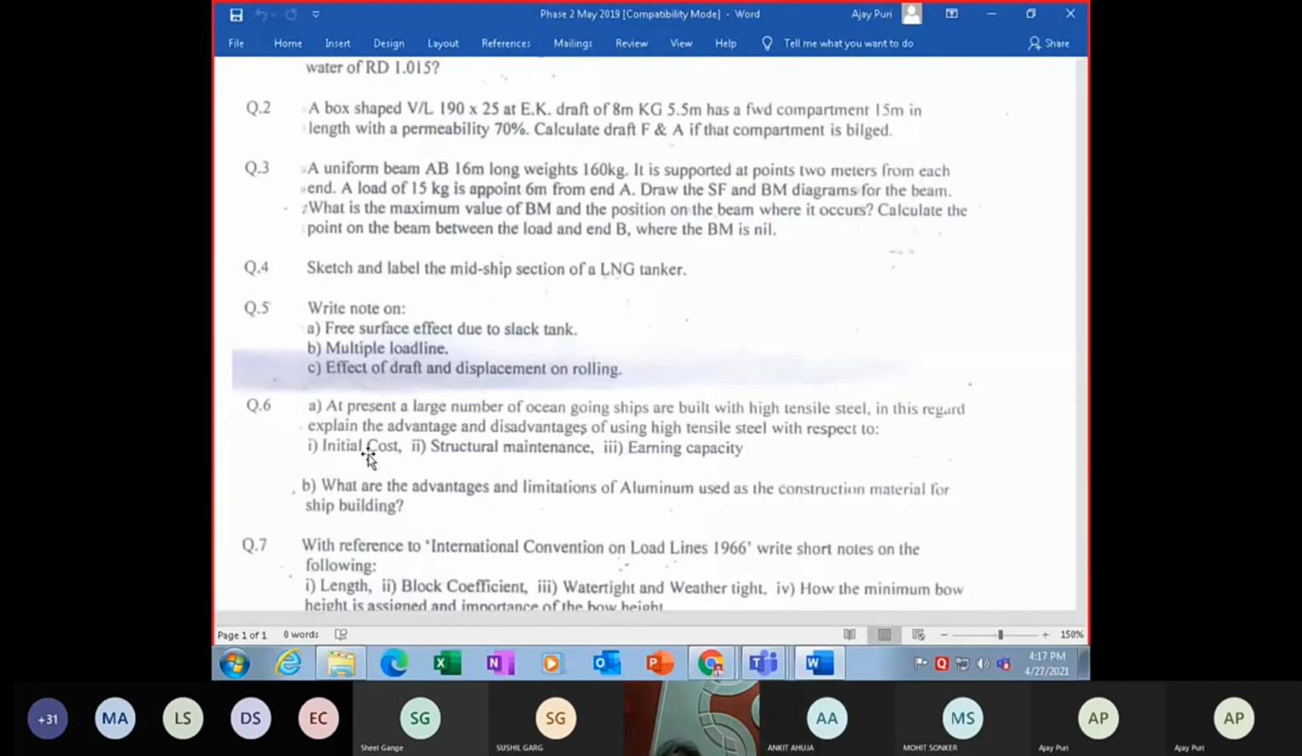The strength of a vessel with high tensile steel will be more. It will be much more, of course. The structural maintenance also has to be maintained, because if it rusts, then your strength will be reduced. But your earning capacity will be increased because deadweight is increased, as the weight of the high tensile steel is less. So you have to explain advantages and disadvantages using those points.